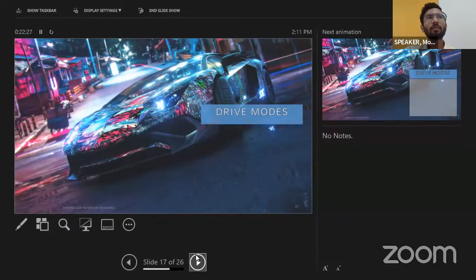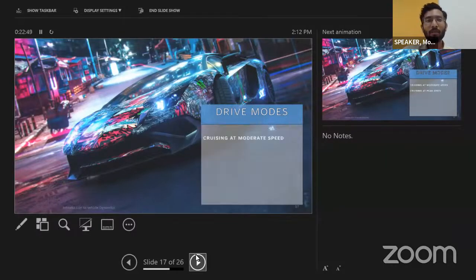Now we'll discuss the different drive modes in which the vehicle has to be driven on a normal surface. Let's say a vehicle is moving on a level road at a speed of 60 kilometers per hour. That will be cruising at a moderate speed mode. And the vehicle has to move not only on a level road, but it also has to overtake other vehicles. So the speed has to increase. That's the cruising at maximum speed condition.